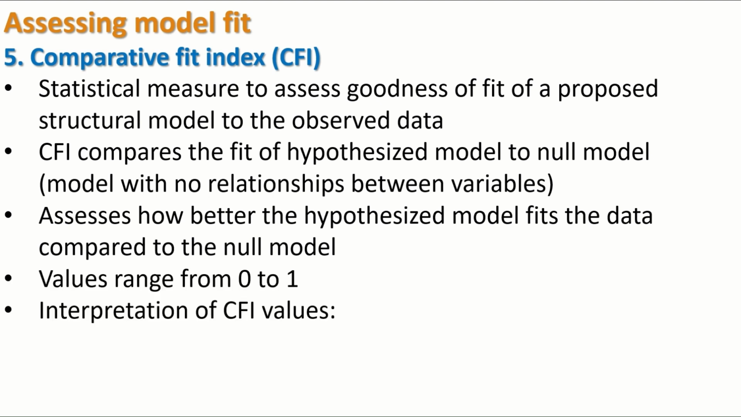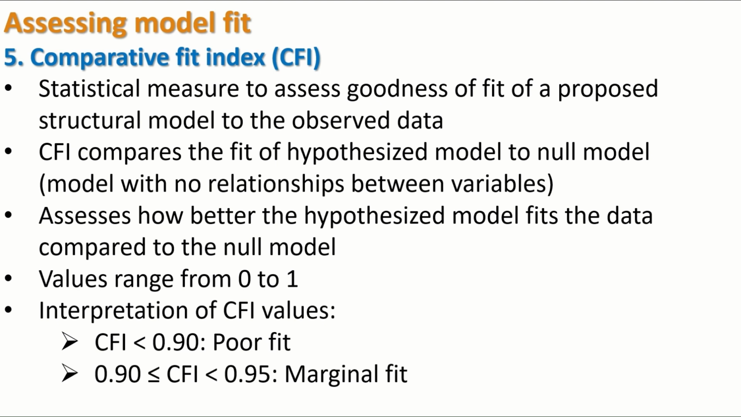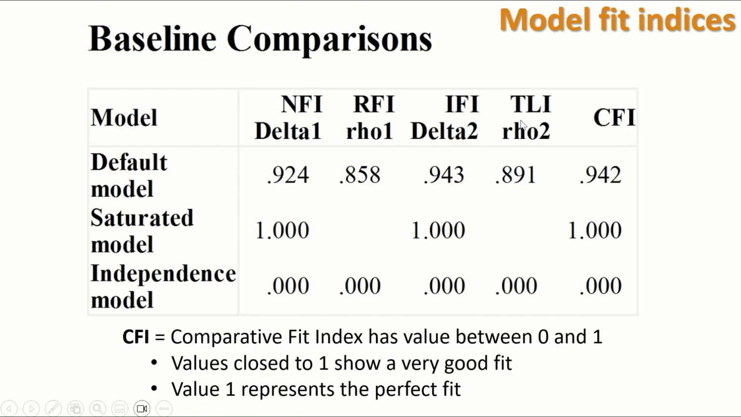Values range from 0 to 1. If the value for CFI is less than 0.9, then poor fit. Anything greater than or equal to 0.9 and less than 0.95 is marginal fit. As shown here in this table, the CFI value is given as 0.94. And as described here, the CFI has a value from 0 to 1. A value close to 1 is a very good fit, and 1 represents perfect fit.